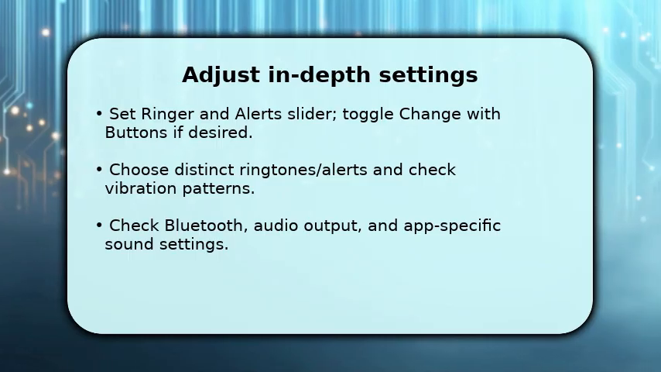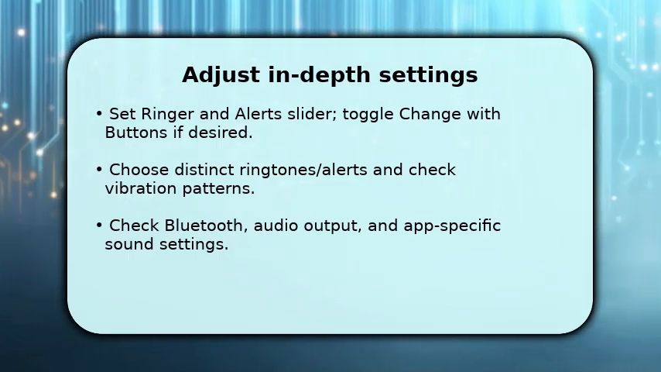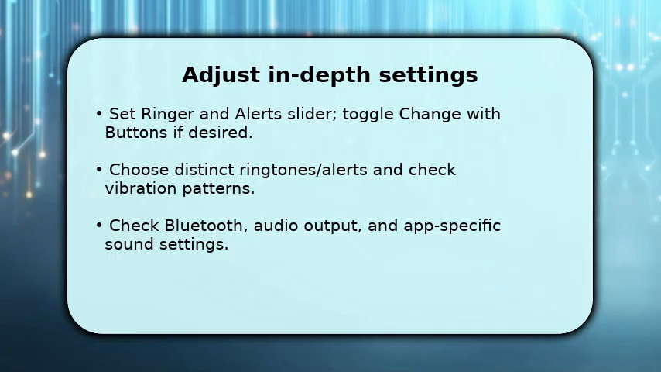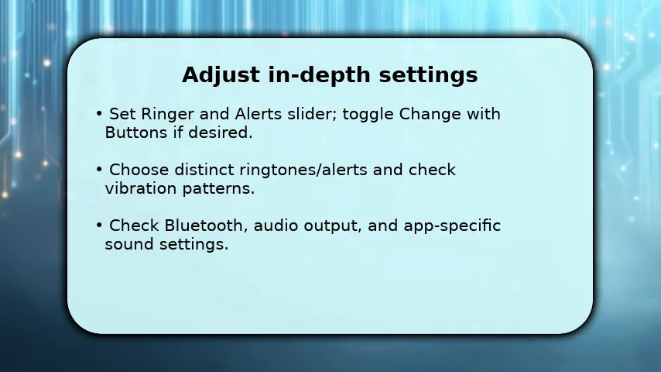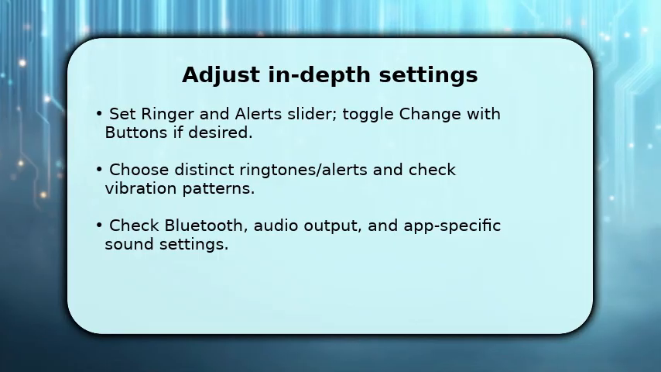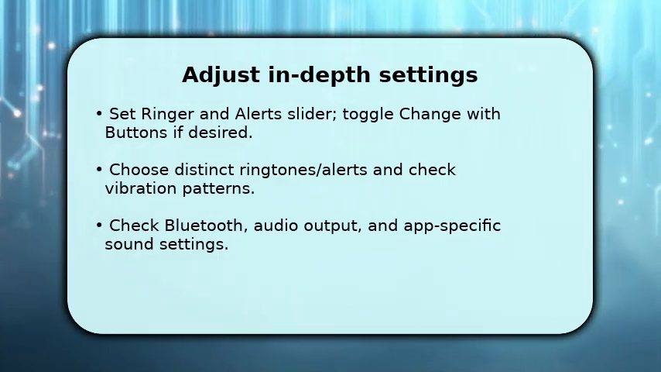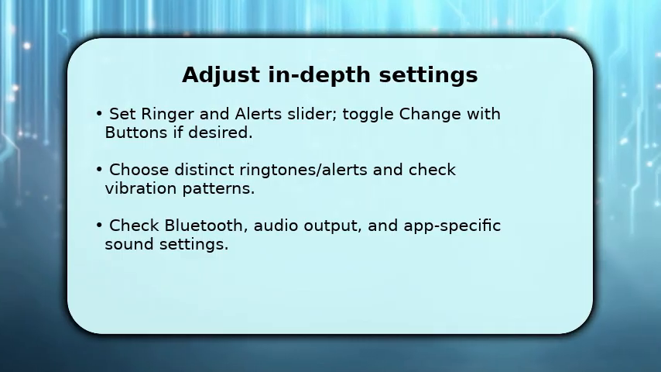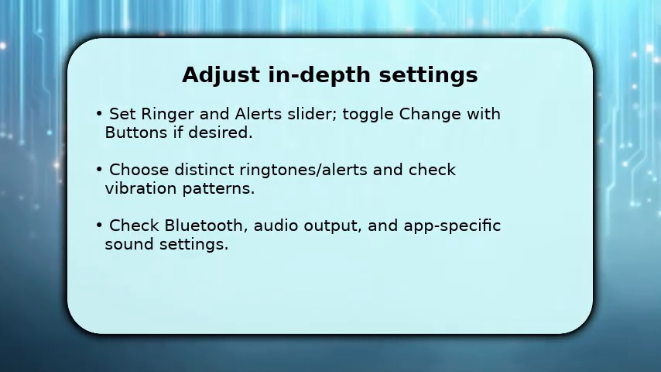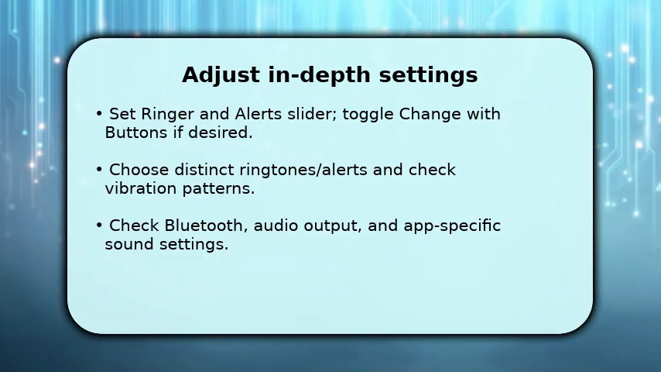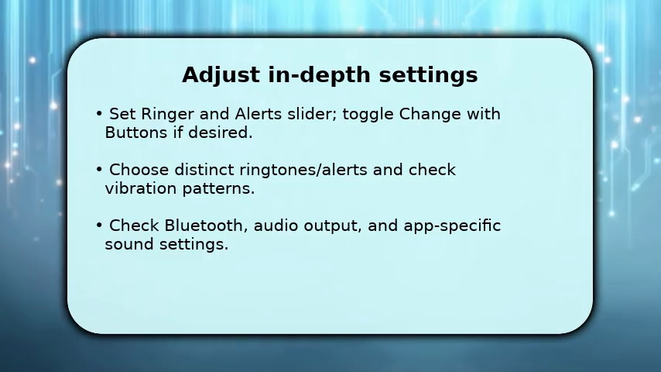Set the ringer and alert slider to a clear level and decide if change with buttons should let physical keys adjust system tones. Select unique ringtones and alerts so you can test individual sound channels and confirm vibration choices under Sounds and Haptics. Make sure Bluetooth devices aren't grabbing audio. Go to Control Center and disconnect any unwanted outputs.